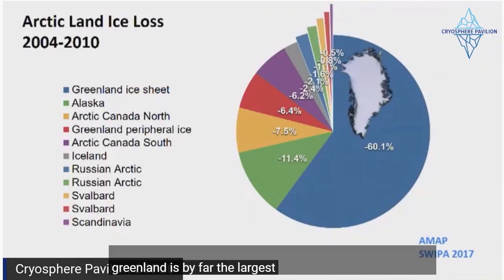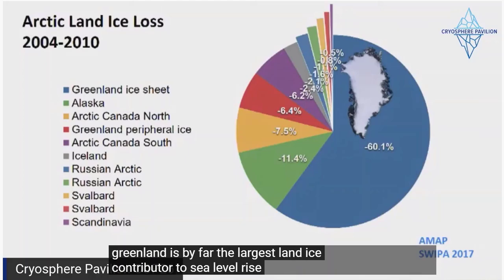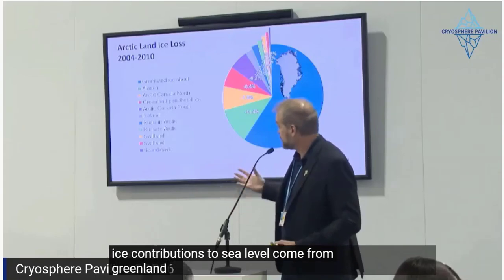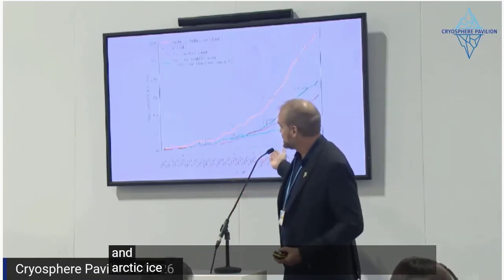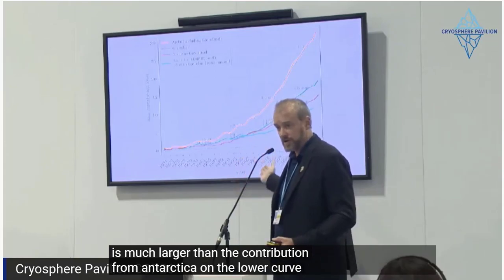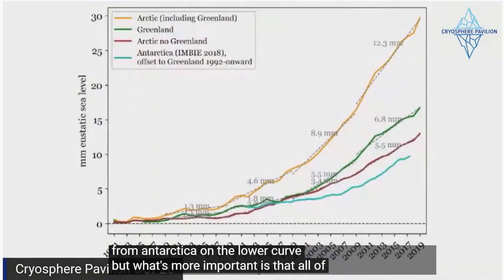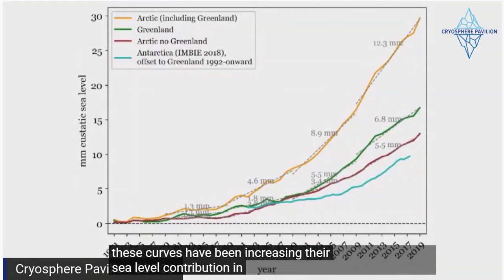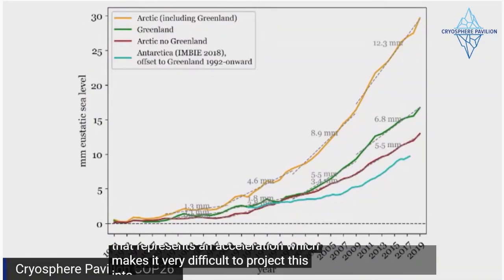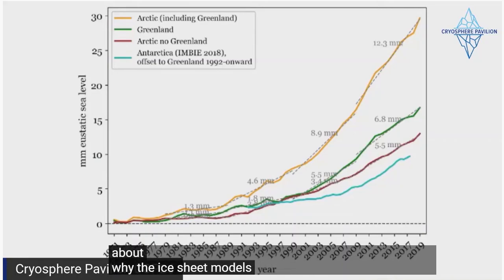Greenland is by far the largest land ice contributor to sea level rise. The blue area is the ice sheet itself. There's a red wedge at 6%, meaning that 2/3 of Arctic land ice contributions to sea level come from Greenland. And Arctic ice in the amber curve is much larger than the contribution from Antarctica on the lower curve. But what's more important is that all of these curves have been increasing their sea level contribution in each following decade. That represents an acceleration, which makes it very difficult to project this into the future. And I'm going to talk about why the ice sheet models are essentially unable to give us a high fidelity projection into the future.